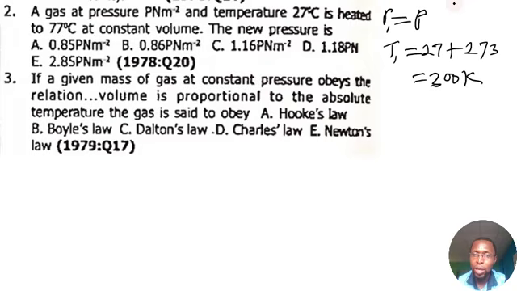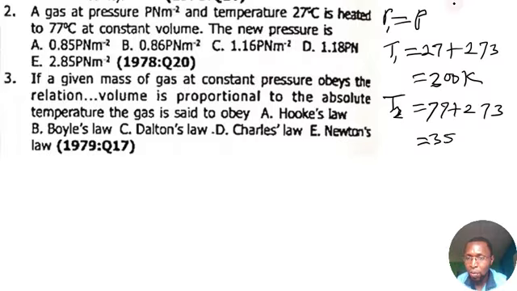Our P1 is P. It's heated to 77. That's T2 now. T2 is given to be 77. Converting it to Kelvin, that will be 77 plus 273. When we do that, we should have 350 Kelvin. So that's our T2. We have to find the new pressure, so that's our P2 now.